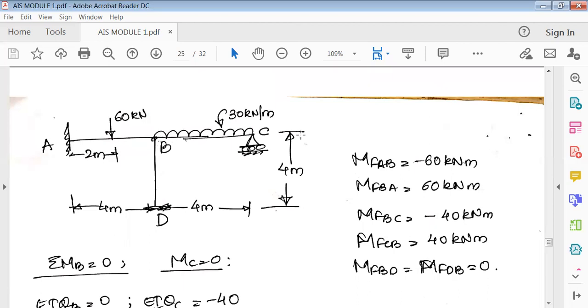And similarly in BC, at C there is a roller support, and at D there is a fixed support, right? So it is connected like this. Again, by seeing the problem, you'll get to know how many unknowns are there.